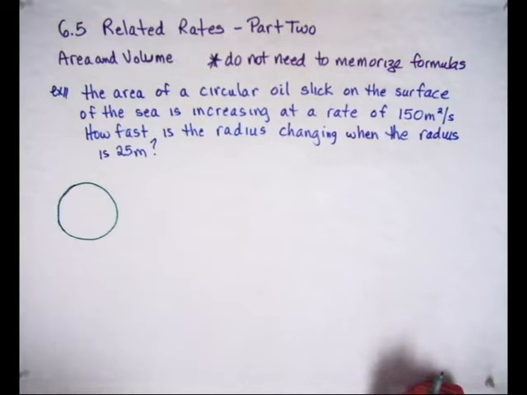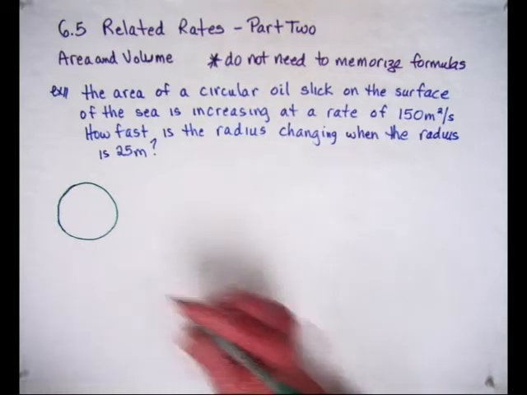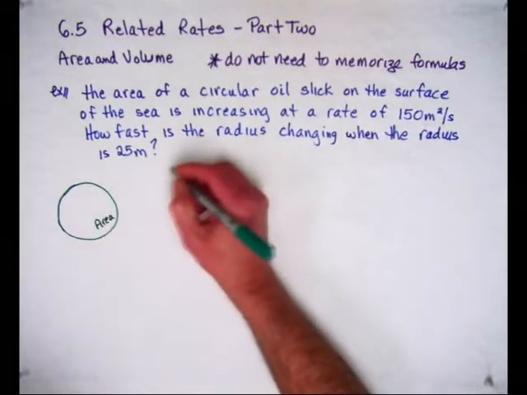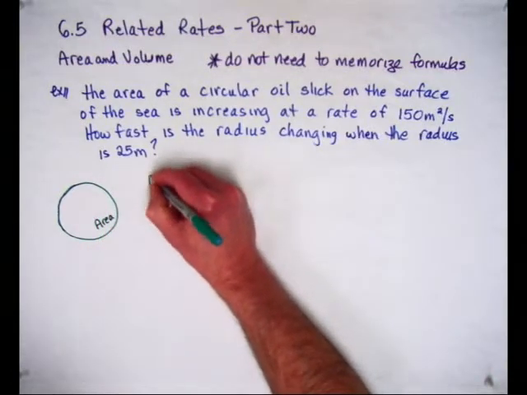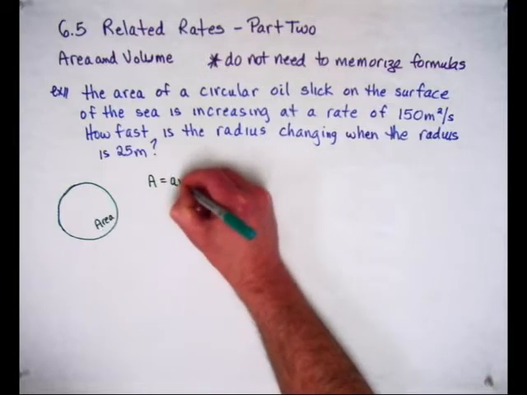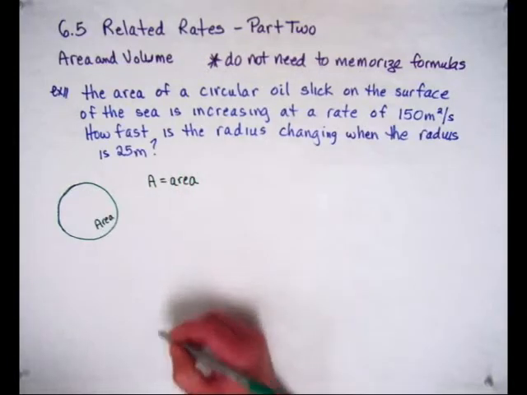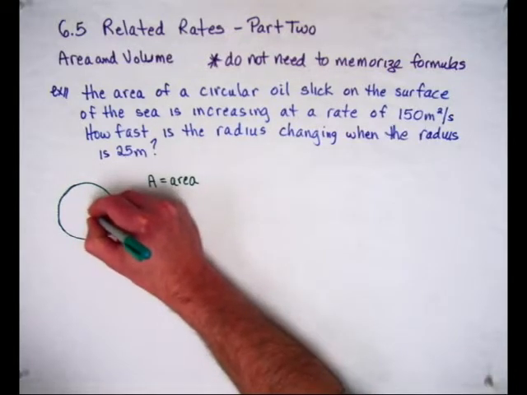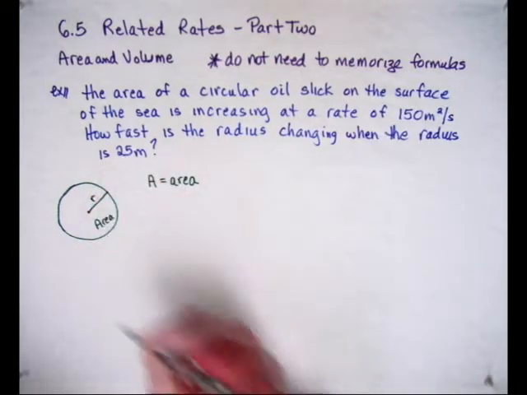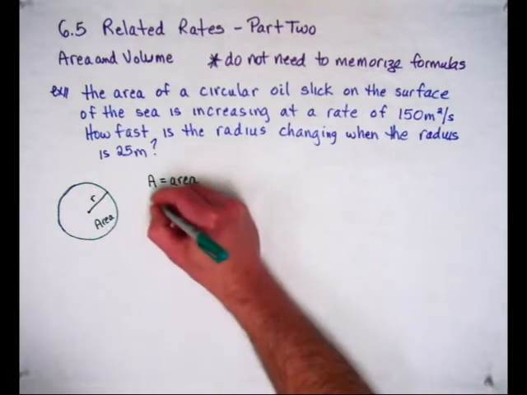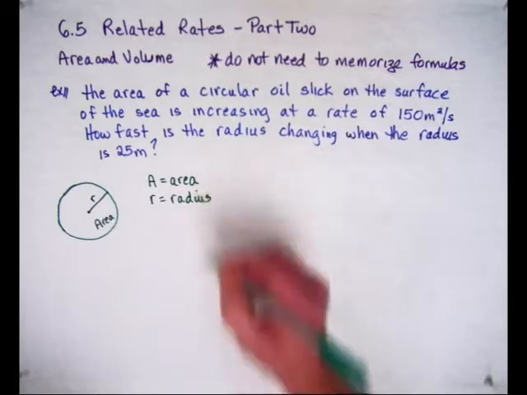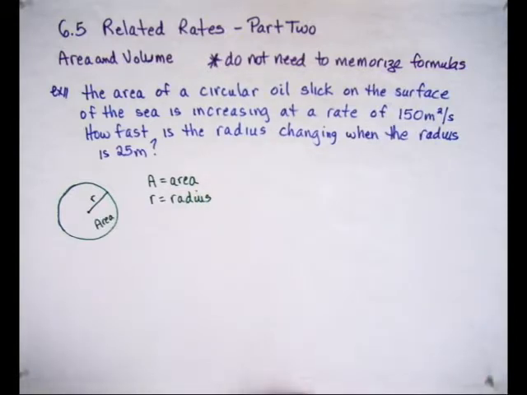So we have to keep it simple, and we're going to look at the circular oil slick. So what's happening is the area is increasing. So what's changing is the area of this circle is changing. So we're going to need a variable for that. So we could say A is area. How fast is the radius changing? So obviously as the area increases, then so is the radius going to increase. So we're going to need a variable r for radius. How fast is the radius changing when the radius is 25 meters?